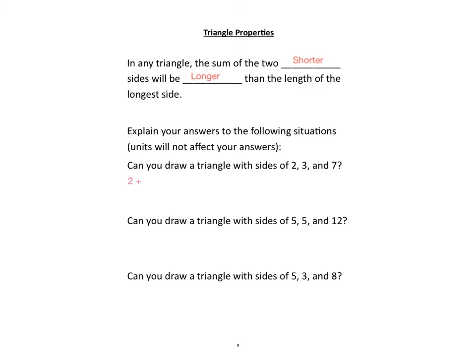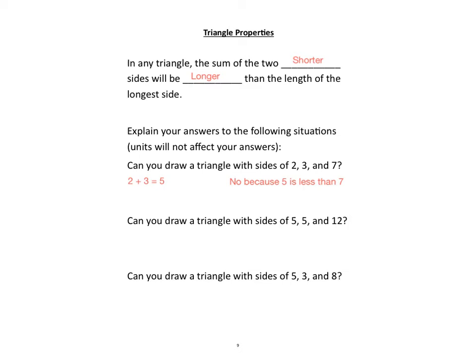Well, we know that 2 plus 3 equals 5. So this means that it is not a triangle, because 5 is less than 7. So 2 plus 3 is 5. 5 is less than 7, which is the third side, and therefore it is not a triangle.